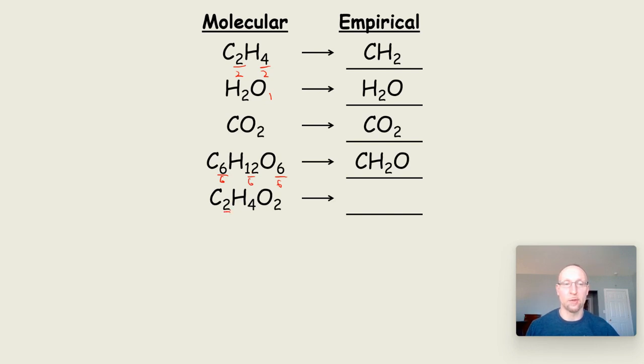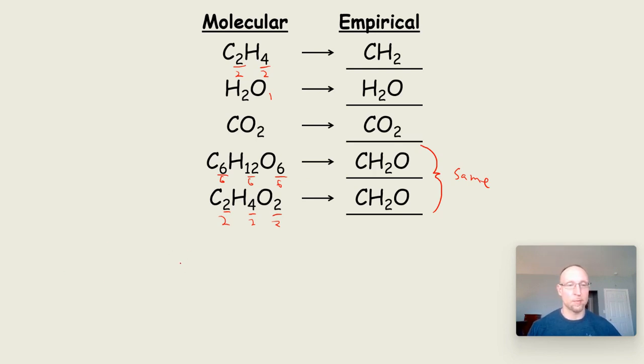And now same thing with 2, 4, and 2 in the next one. These are all divisible by 2. So when we reduce that, we also get 1 to 2 to 1. So two different molecules can have the same empirical formula. That's perfectly fine. That's just telling us that in both of these molecules, for every one carbon, there are two hydrogens and one oxygen. All right.